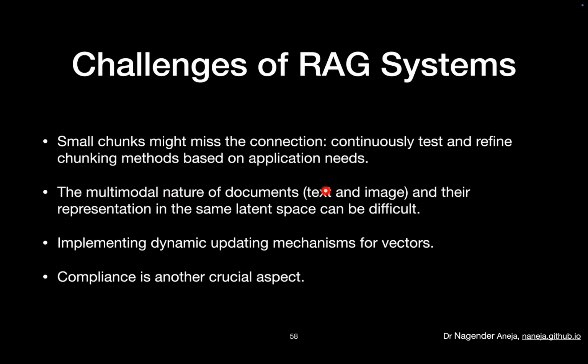Multimodality: text is there, image is there. How are you going to use them in the same latent space? That can be difficult. Then implementing a dynamic updating mechanism for the vectors. So you want to update your model, and accordingly your embeddings should be changed, or you want to update the embedding model, right? If you want to change from the OpenAI model, maybe let's use the Llama model, or you want to try your own embedding model. So that's another challenge, that you need to update.